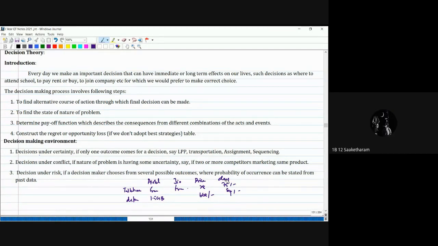Yes sir. So we want to decide. So decision under conflict: if the nature of the problem has some uncertainty, say two or more competitors marketing the same product, the same scenario you are telling. 84 days, 668 rupees, and the price may be 1 or 2 rupees different. Jio and Airtel, this one also giving 2 GB, that one also giving 2 GB, just imagine which we will take. It is based on the signal tower, internet tower. The tower signal transmission should not have any problem. Then only I will opt for that network. Am I right? Yes sir.